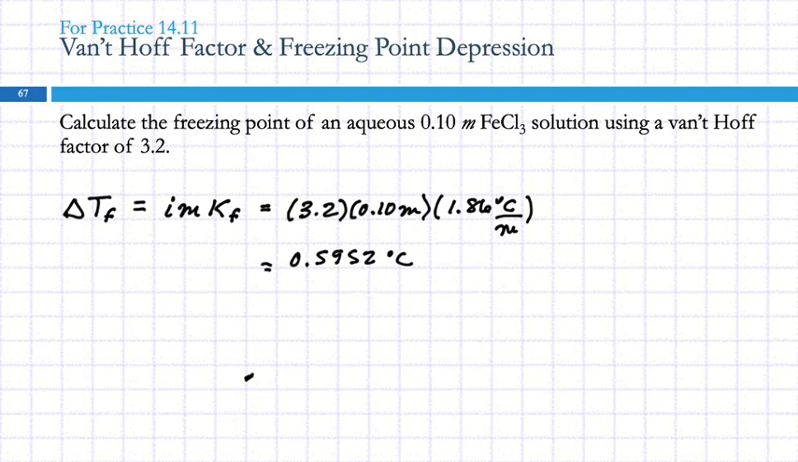So what is the freezing point? What's the freezing point of pure water? 0. This tells us it's going to go down that much. So the new freezing point is negative, I guess that would round to 0.60 Celsius. Okay.